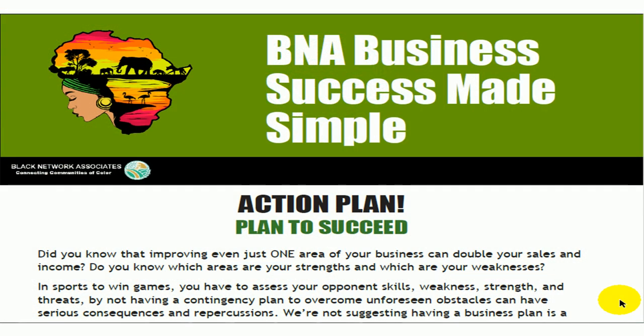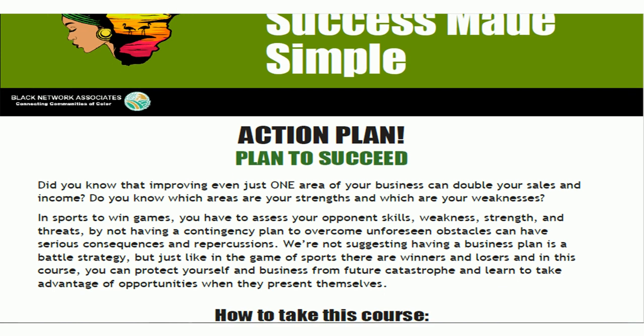Did you know that improving even just one area of your business can double your sales and income? Do you know which areas are your strengths and which are your weaknesses? In sports, to win games, you have to assess your opponent's skills, weaknesses, strengths, and threats. Not having a contingency plan to overcome unforeseen obstacles can have serious and dire consequences.